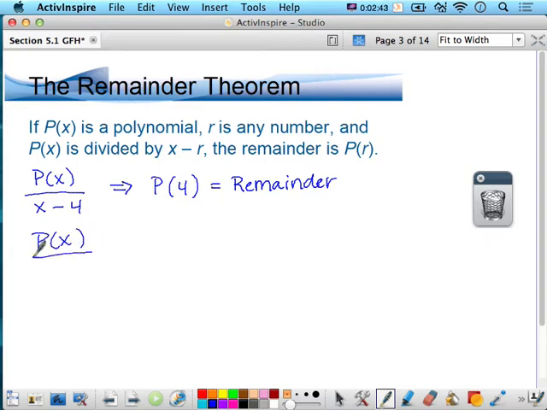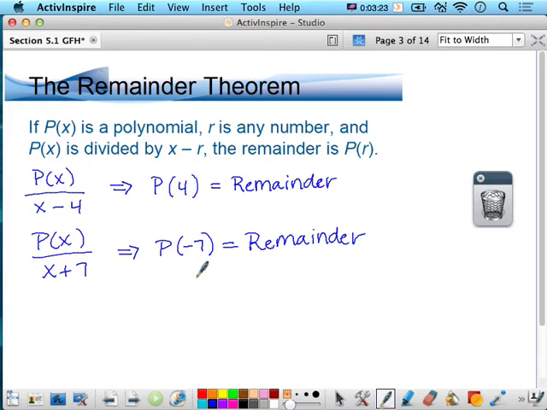If I took p of x and I divided by x plus 7, that would mean that p of negative 7 has to equal the remainder of that division problem. So it's helpful in a couple of ways. First off, if I only want to know the remainder, instead of actually doing the division, what I could do is I could just find p of this number here and here. That number we call the synthetic divisor. That's the number that makes the divisor equal to 0. And we use it for synthetic division as well as function notation in the remainder theorem.